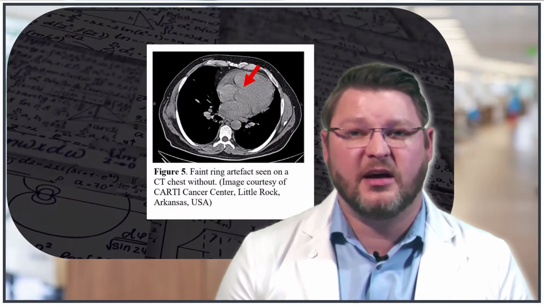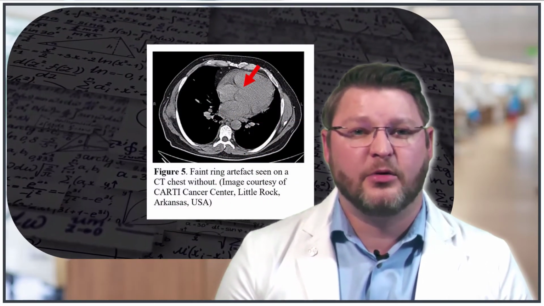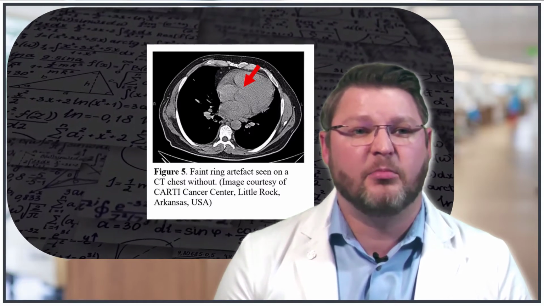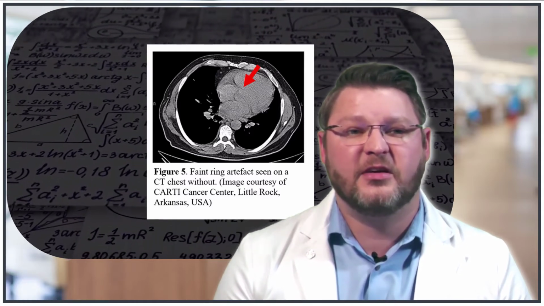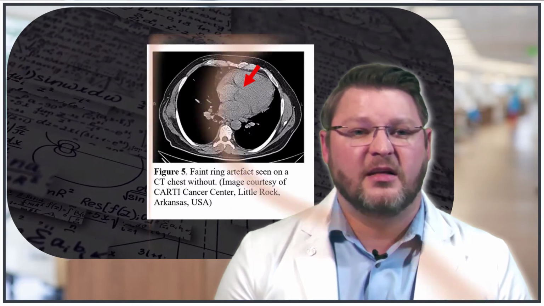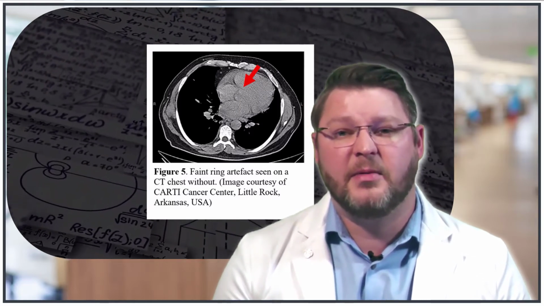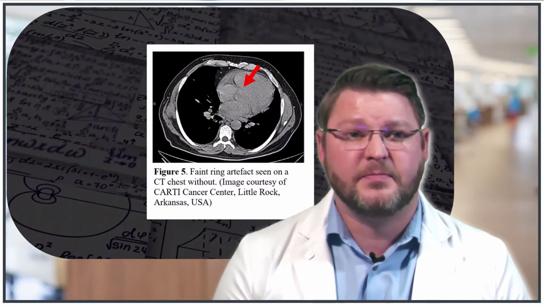Ring artifact is caused by a miscalibrated or defective detector element, which results in rings or an appearance of a water ripple effect on the image. This can often be fixed by recalibrating the detector. A miscalibrated or defective detector element creates a bright or dark ring in the center of the field of rotation. This sometimes can mimic pathology.